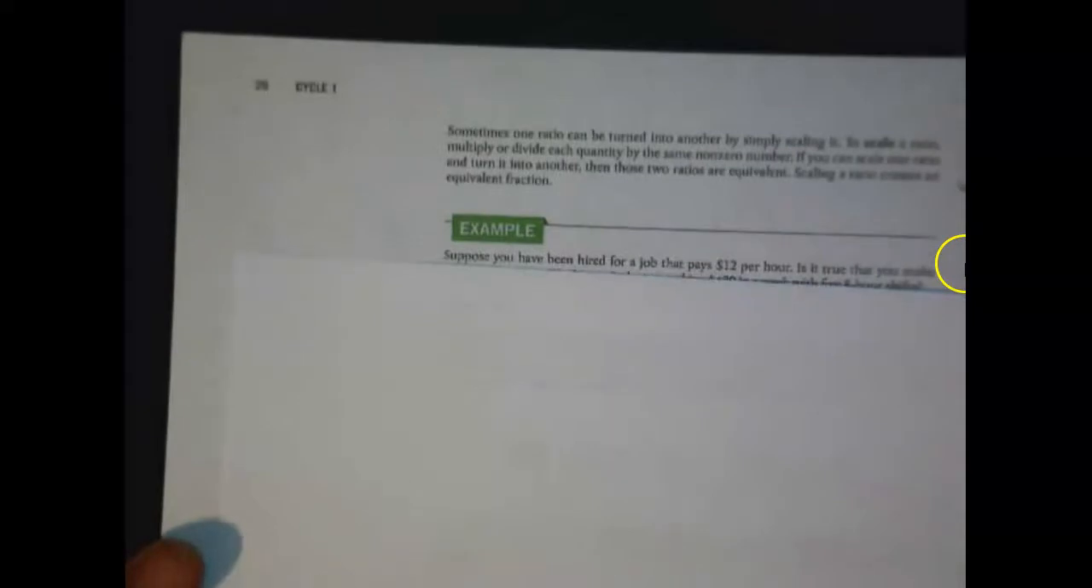Let's do some of this dimensional analysis, but I'm not going to do it their way. I'm going to do it a little bit different. So, get a sheet of paper. It says, suppose you have been hired for a job that pays $12 per hour. Is it true that you make 20 cents per minute? Okay, so let's do that one first.